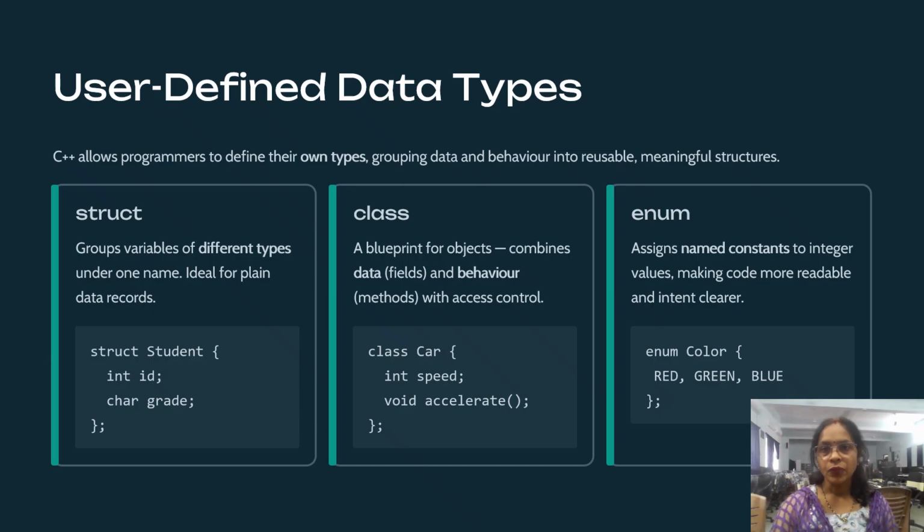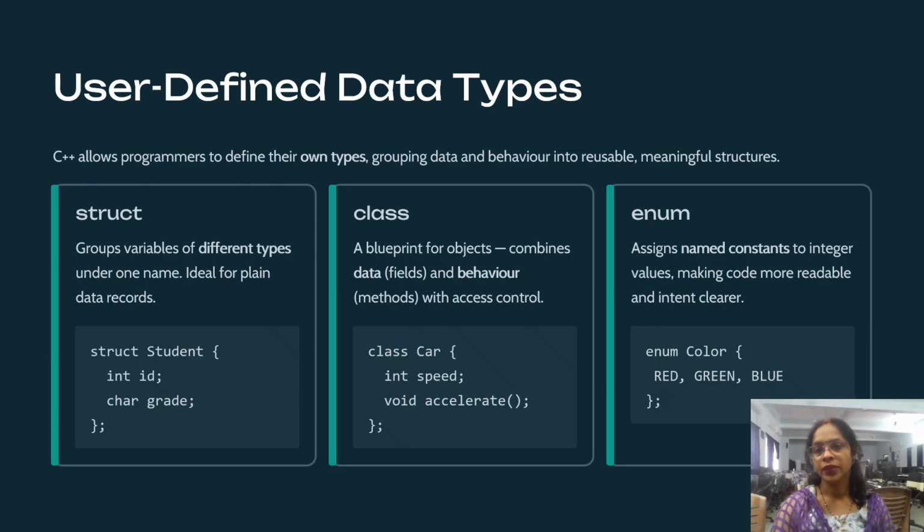Again, what is a class? A class is a blueprint for an object. It combines data, fields, and behavior, that is, methods, with access control. Here we use the class Car. Car is a type of class having properties like speed and a function, accelerate.